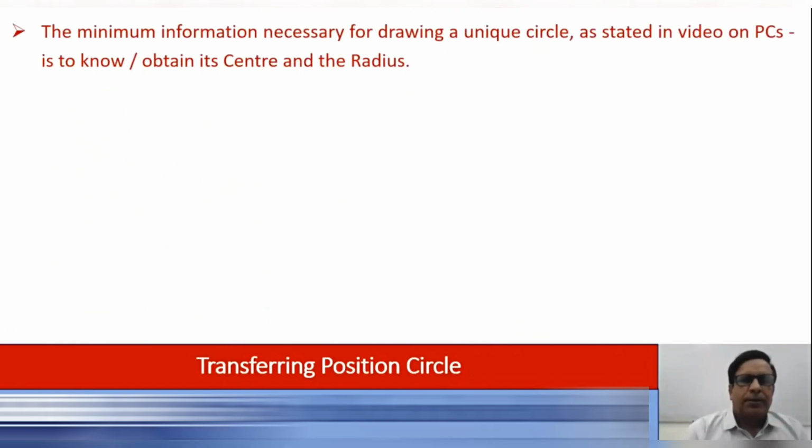Now, the minimum information that was learned by us required to draw a unique circle on a plane surface, and in our context, a unique position circle, is that we need to know or obtain its center and radius.